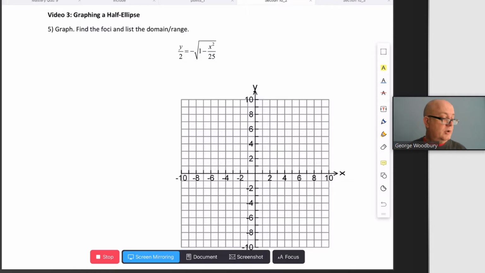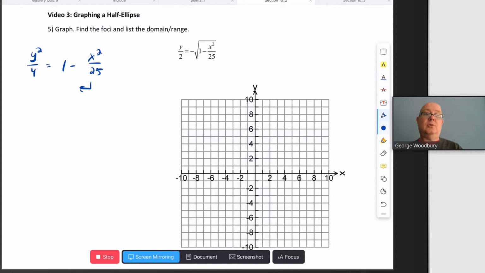So first step would be to square both sides. And that gives me y squared over 4 equals, when we square a negative square root, the negative times negative is positive. Squaring a square root gets rid of that square root. We've got 1 minus x squared over 25. And if we add the x squared term over to the left, we get something that's in the standard form of an ellipse. So again, this is definitely an ellipse.